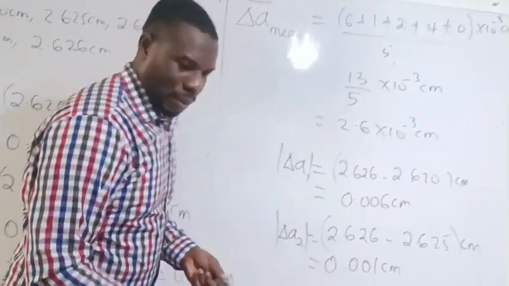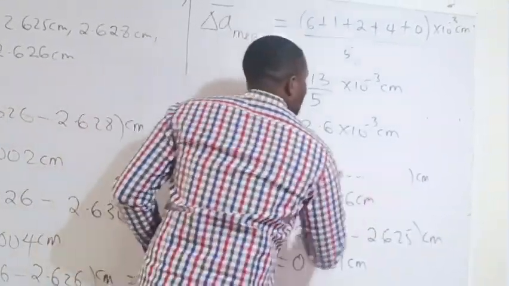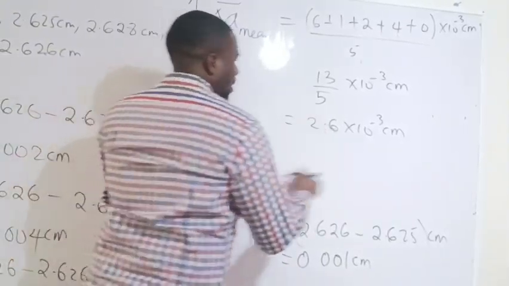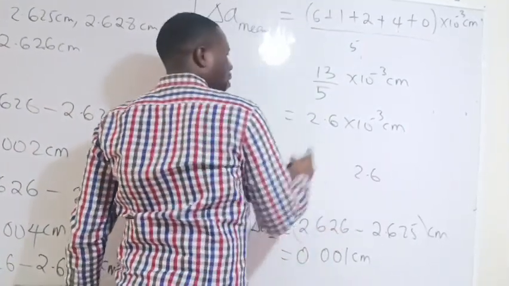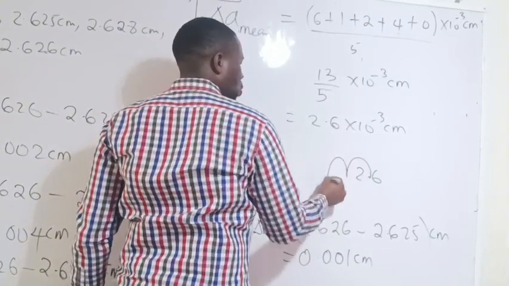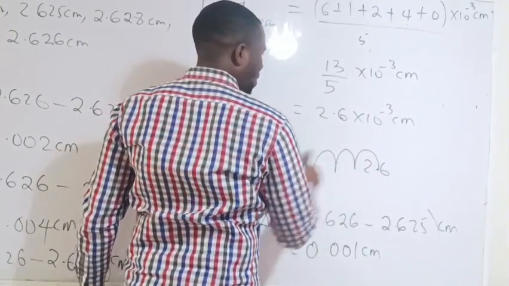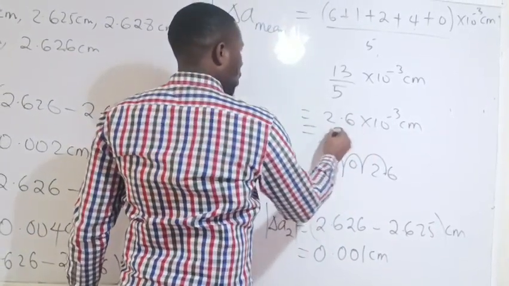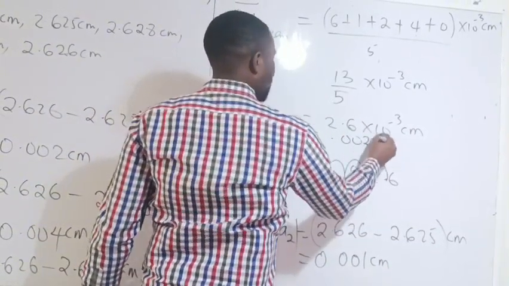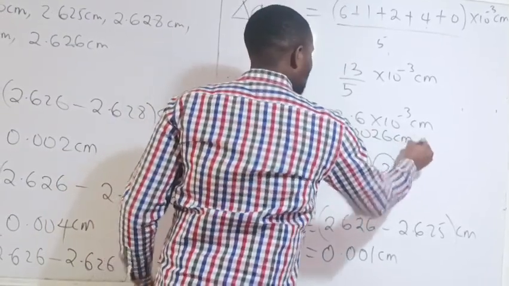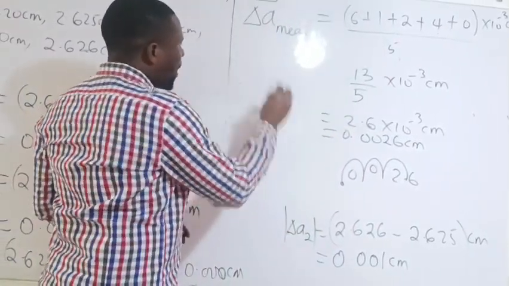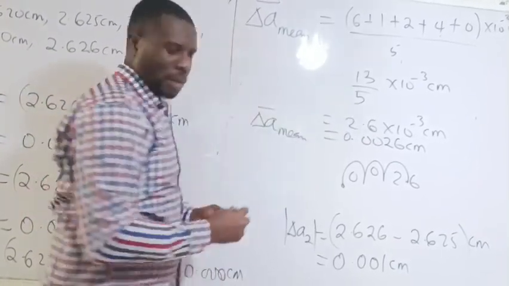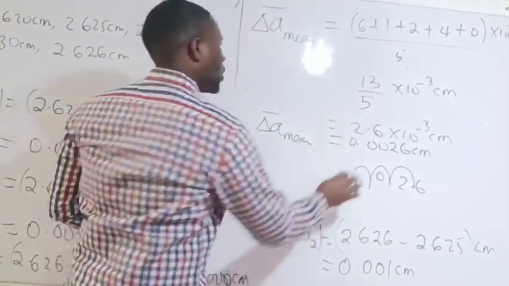The power of 10 minus 3 implies that this 2.6 will go 3 decimal places backwards. So we go 1, 2, 3. The decimal point leaves here and comes here. So what we have left is 0.0026 centimeter. This is the mean absolute error in the measured values.